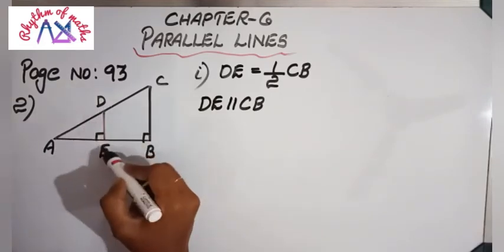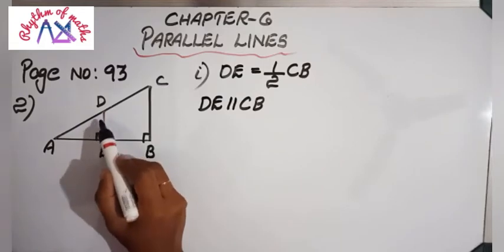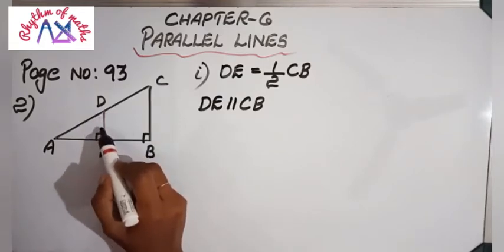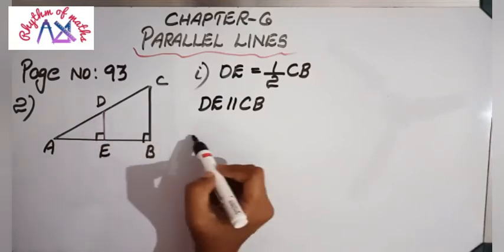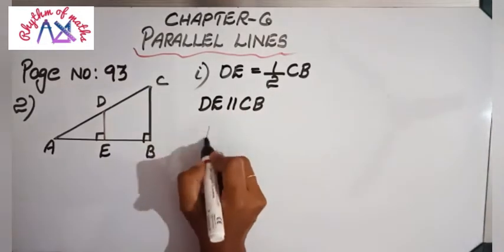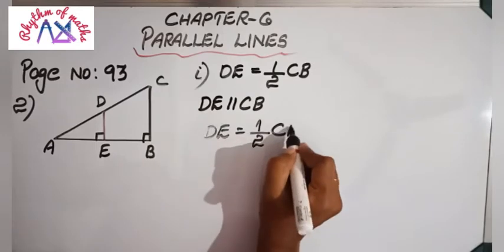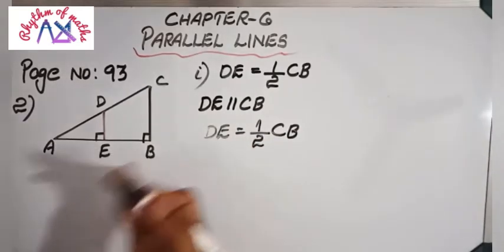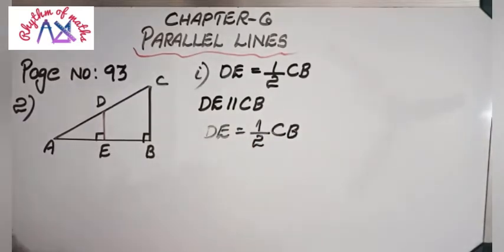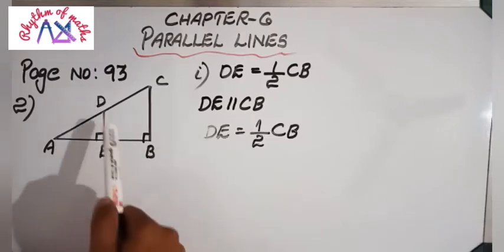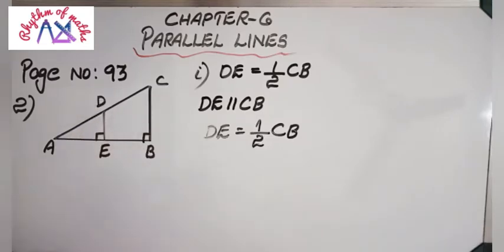That means D and E are midpoints. Then the length of that line will be half of CB. Just write that concept. From that we can write DE equals half of CB. It's obvious because the concept is there. If D and E are midpoints, then DE equals half CB. Just by writing that concept, you can write the answer.